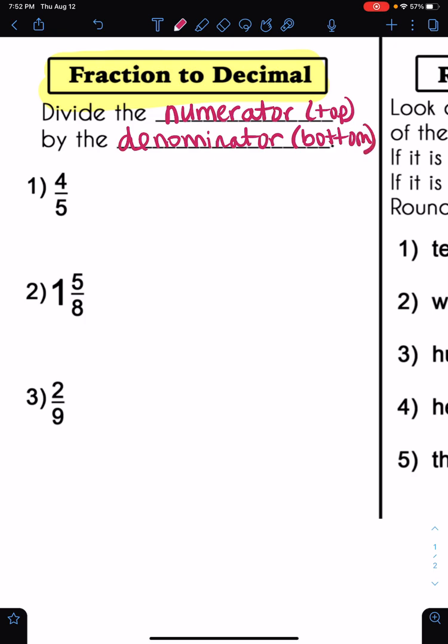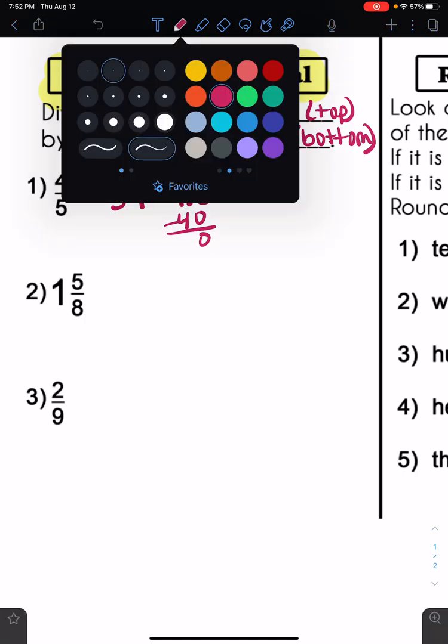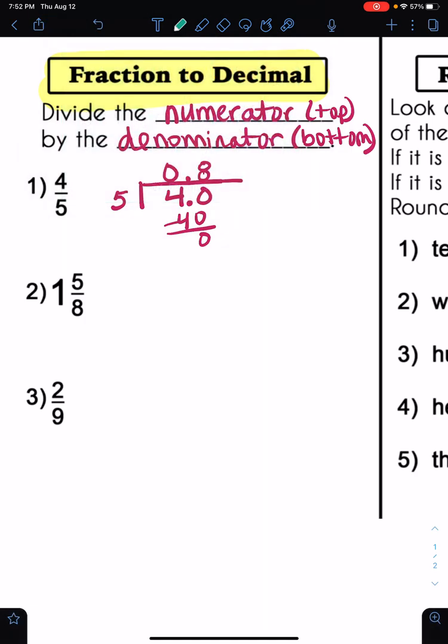Or you can remember that top dog is in the house, right? So when you set it up, the top number is in the house, and then the bottom number, or the denominator, goes on the outside. So 5 does not go into 4, but we can add a decimal and a 0 after the 4, and 5 does go into 40 8 times, and it goes in evenly. So the answer to that is 0.8, meaning that 4/5 is equal to 8/10.